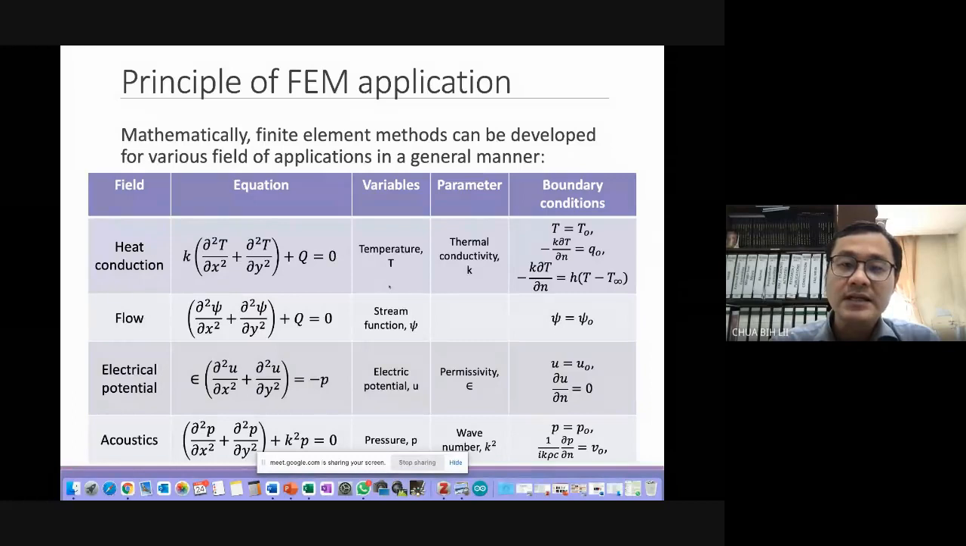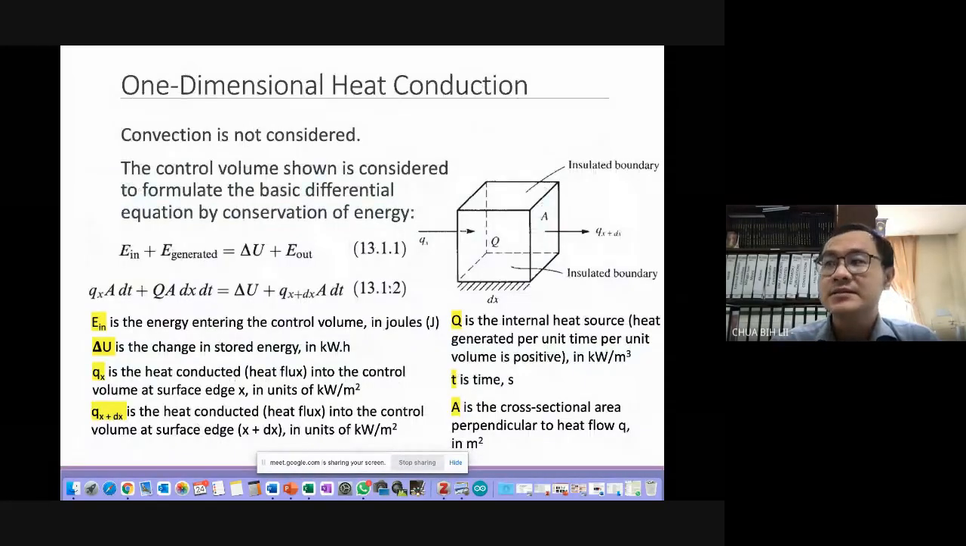So in this session, our intention is to concentrate on the heat transfer applications, right? Heat transfer has been one of the important applications in finite element analysis because, as we know, to characterize and understand how heat is being transferred in a certain structure is sometimes very important.